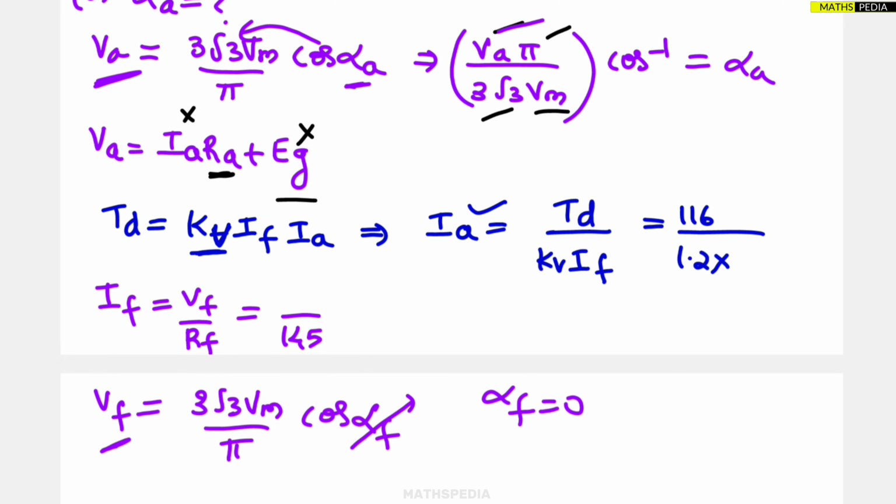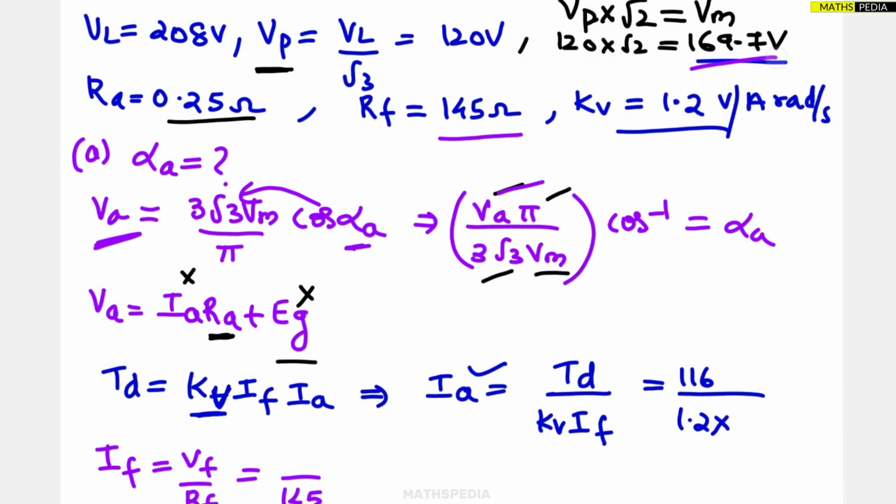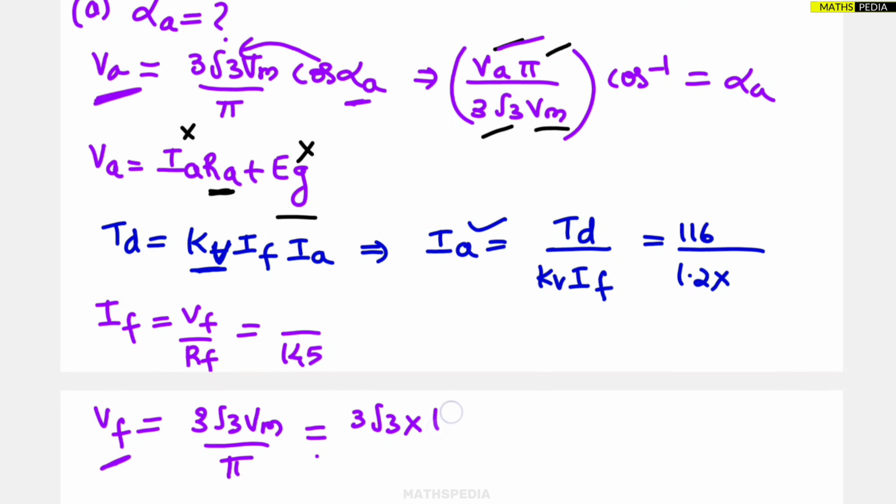For the maximum voltage and current for the field, we are considering alpha F equal to 0. So cos 0 becomes 1. So the final formula of VF becomes just 3 root 3 Vm by pi. So 3 root 3, what is Vm? We just calculated, it is 169.7 divided by pi. So VF you will be getting as 280.7 volts.